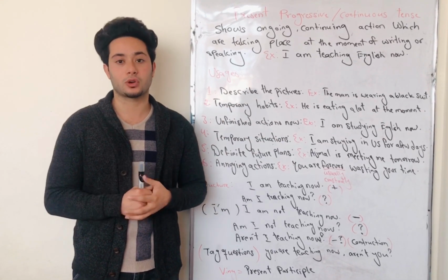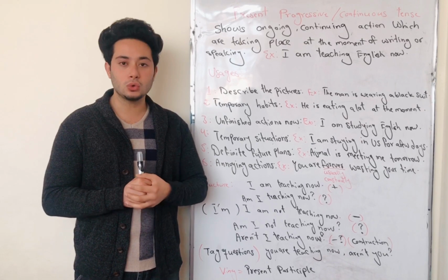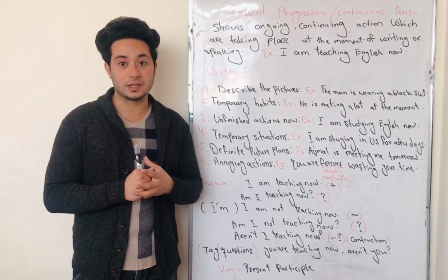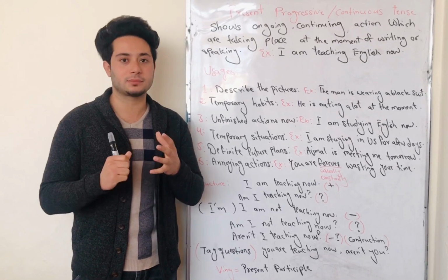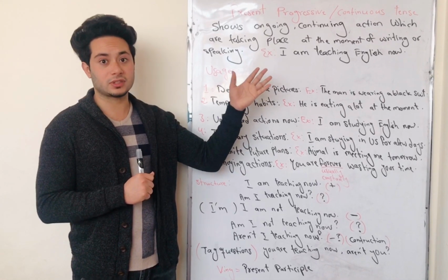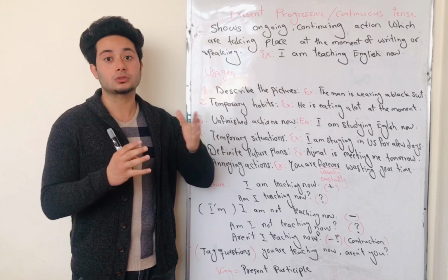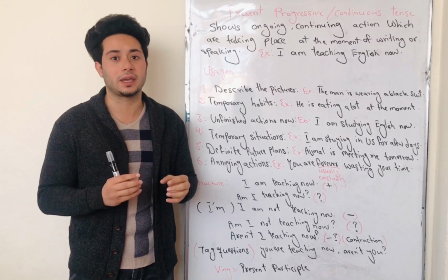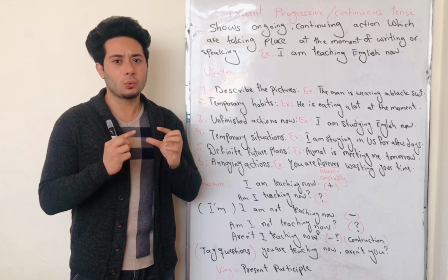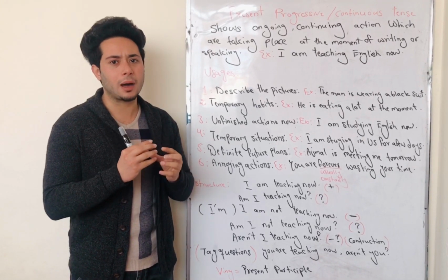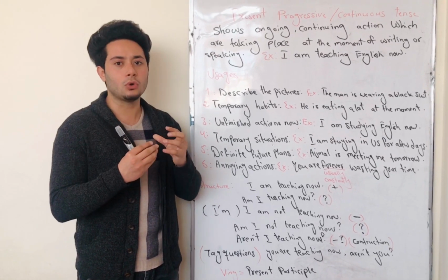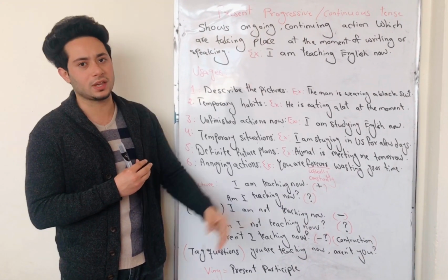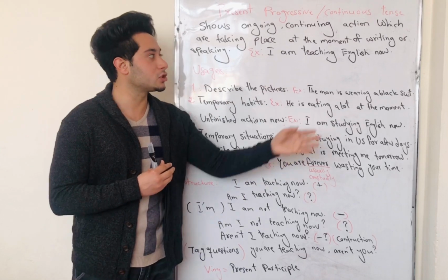Now, what is present progressive tense? Before talking about the uses and the structure of present progressive tense, let's define it briefly. Present progressive tense shows the actions that are continuing or ongoing at the moment of writing or speaking. Simple. It means when we are talking about an action which is happening or ongoing at the moment of writing or speaking, we can use present progressive tense. For example, I'm teaching English now.